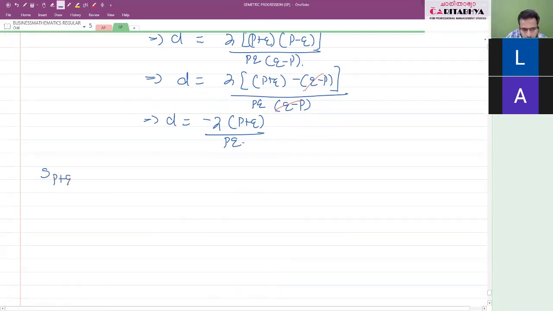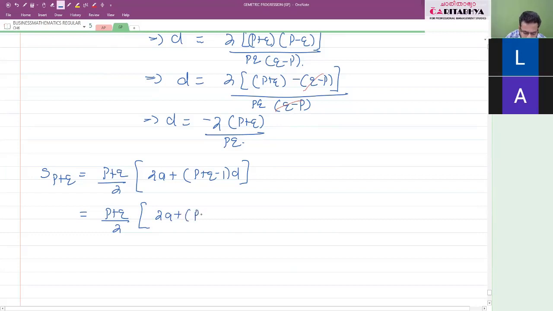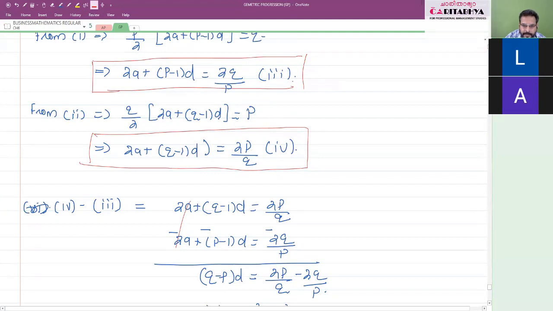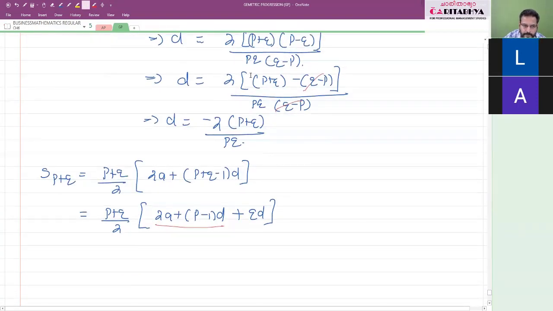S(P+Q) is equal to P plus Q divided by 2 into 2A plus P plus Q minus 1 into D. This can be written by rearranging: P plus Q minus 1 into D as P minus 1 into D plus QD. So we get 2A plus P minus 1 into D, and from equation 3 this is 2Q divided by P.